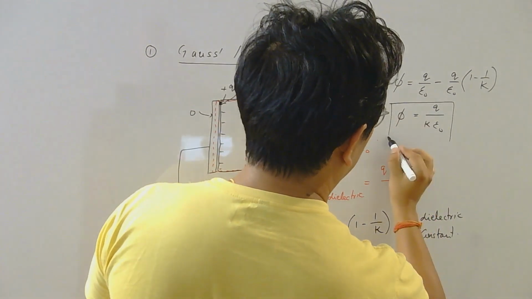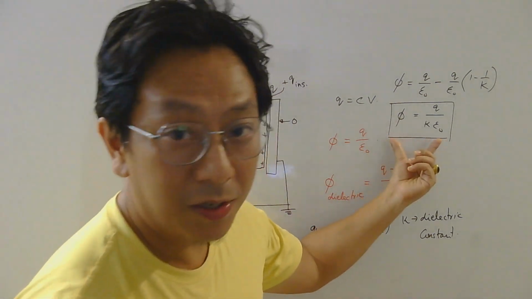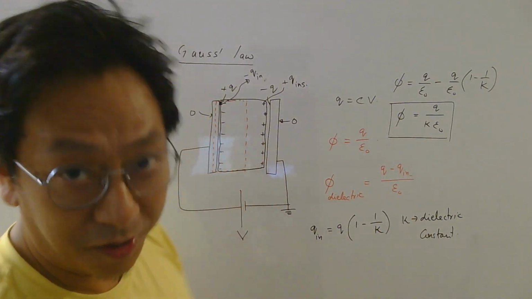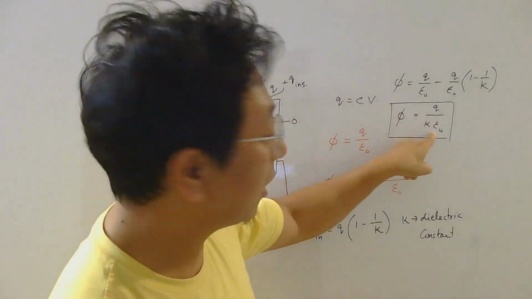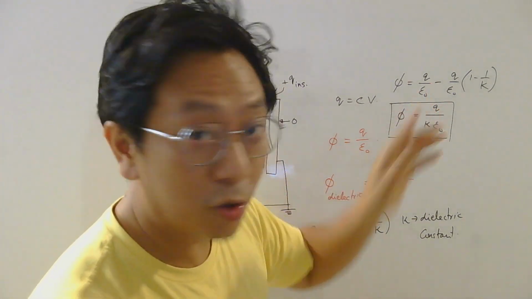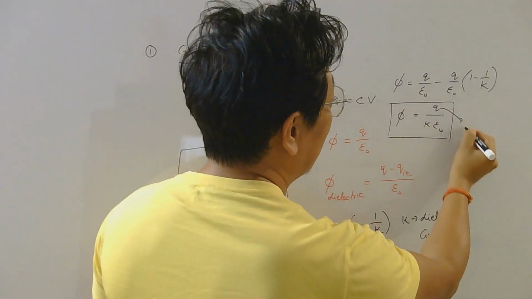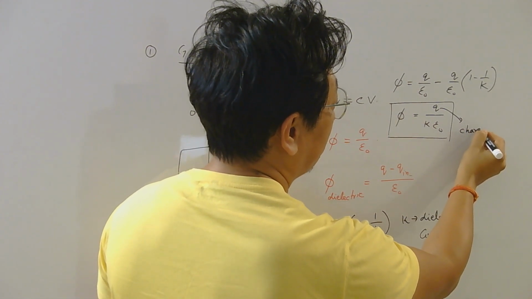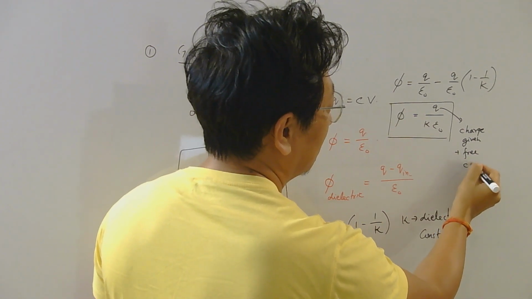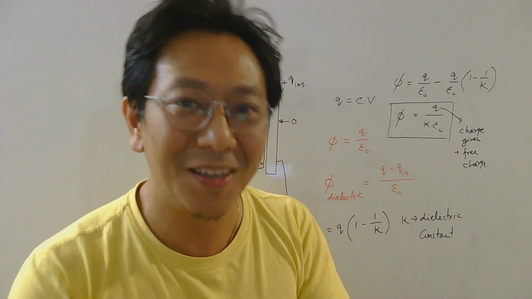So this is what in some textbooks you will find that Gauss law is given this way, that the electric flux through a closed surface when there is a dielectric should be Q by K epsilon naught. But understand that if you write it that way, then this Q is not the total charge inside the closed surface. In that case, this Q is only the charge given, or sometimes it is also called the free charge. Basically, this Q represents all the other charges besides the induced charge.